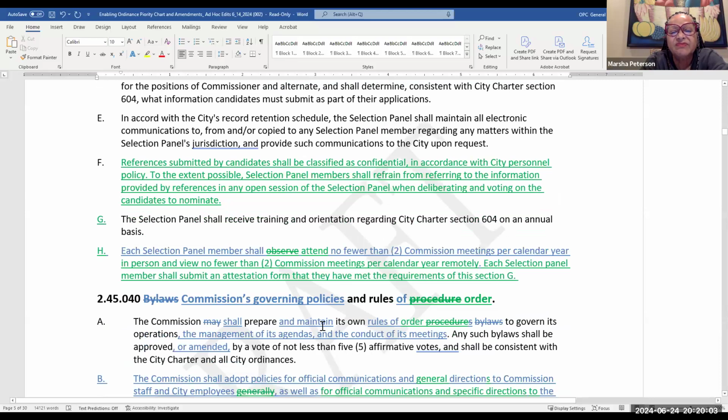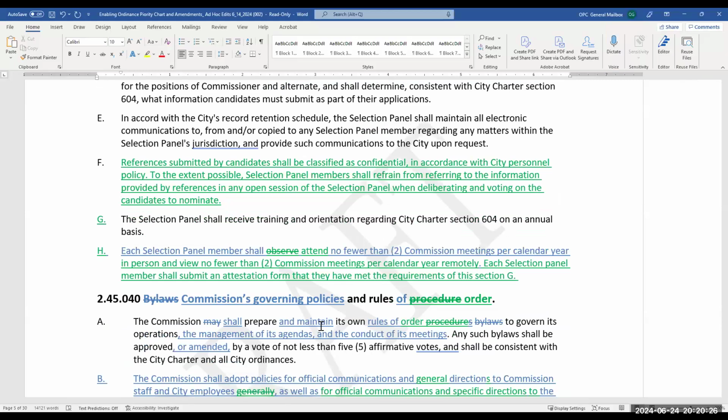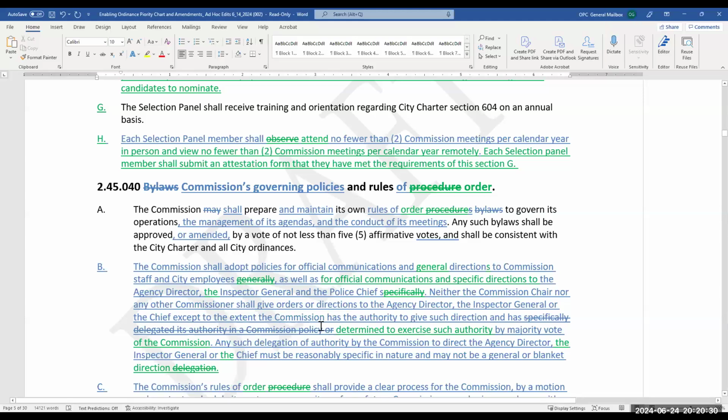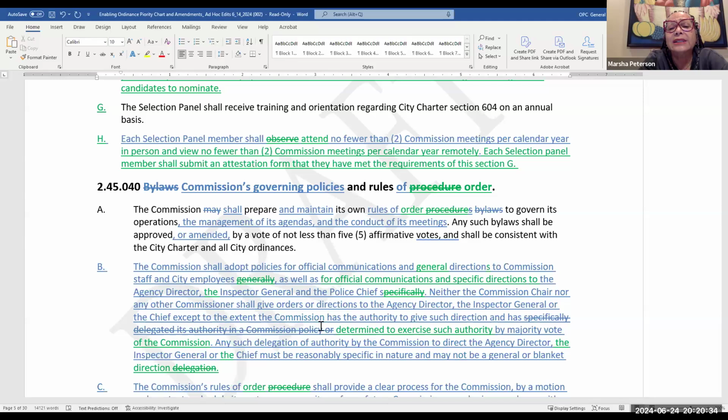Now we have H. We are asking that the selection panel members shall attend no fewer than 2 commission meetings per calendar year in person and view no fewer than 2 commission meetings per calendar year remotely. The selection panel members shall submit an attestation form that they have met the requirements of this section G. And is that to the city, to us, or to the city administrator's office? Who do they submit their attestation forms to? I think they should probably submit it to their staff person.